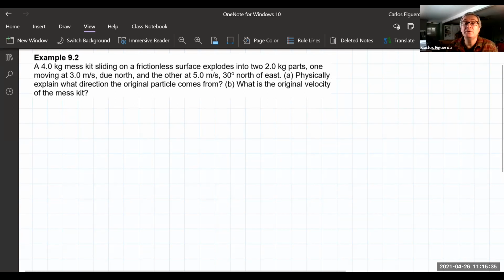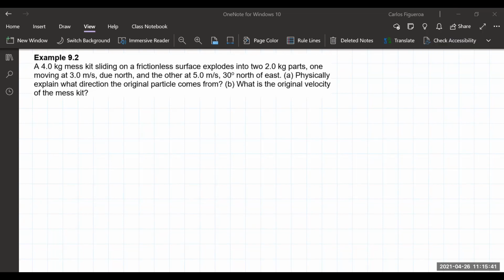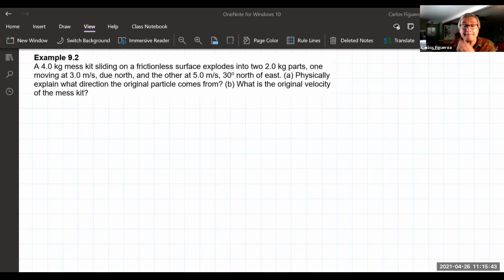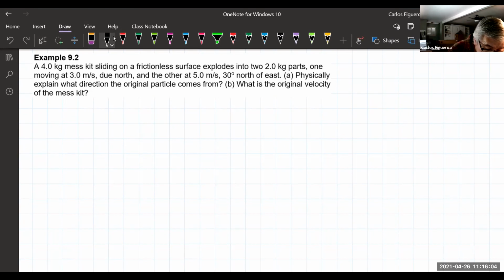So what we want to do here is go in and start to look at this stuff. So the first thing that I want to do is draw a coordinate system. I know that each of these masses have the same mass. So the first thing that I want to do is define my system.